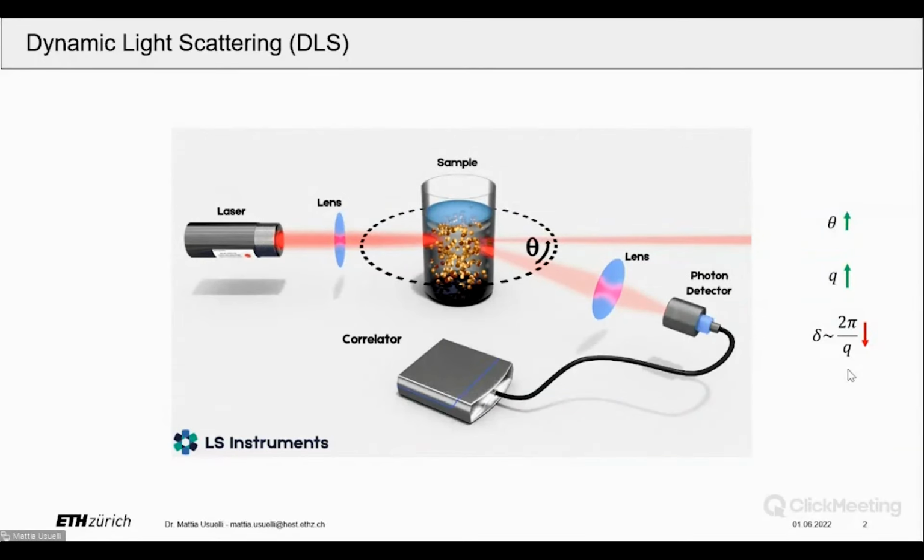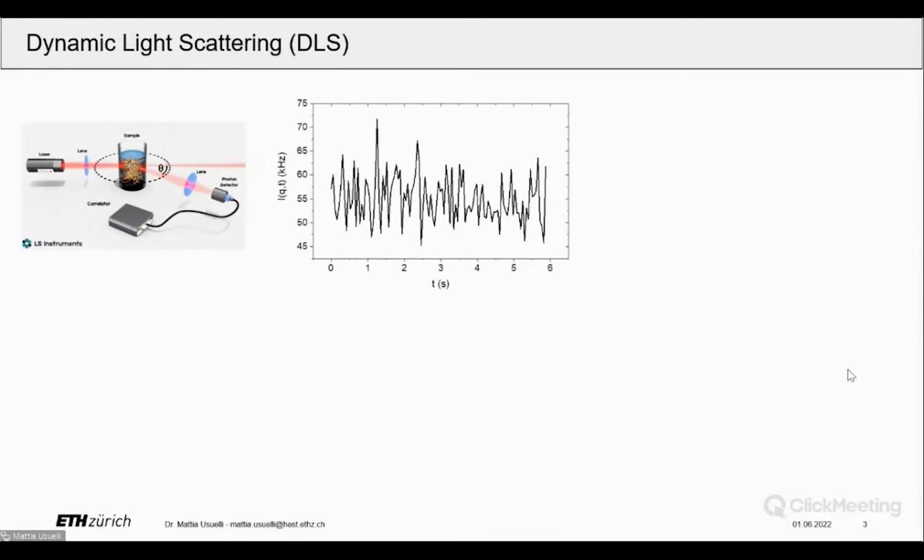So when I increase the angle, I am looking at smaller and smaller length scales. From a pragmatic perspective, what do we do? As we mentioned, we detect the intensity of a single speckle of light, for example with an optical fiber, and we send it to the correlator. What we see is that the intensity fluctuates in time.